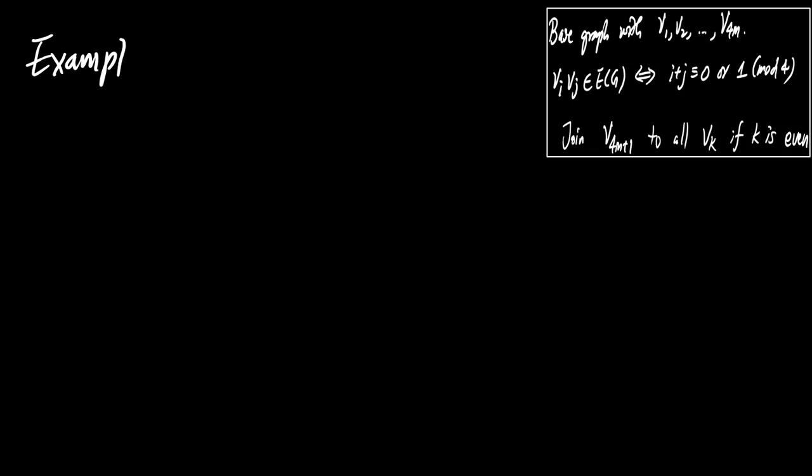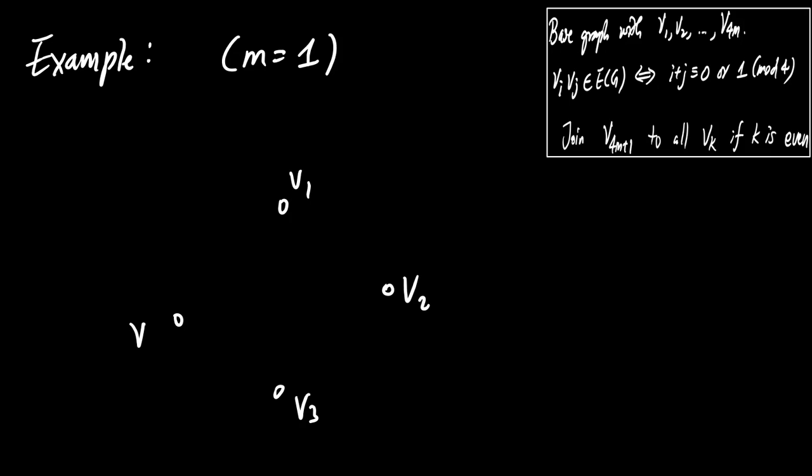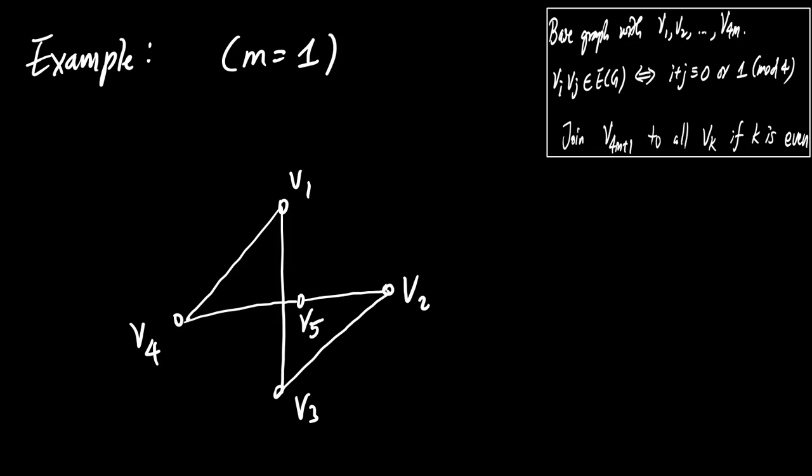Let's look at an example with m equals 1. That gives us 5 vertices, V1 to V5. We connect vertex i to vertex j if i plus j is congruent to 0 or 1 modulo 4. We also connect V5 to the even-numbered vertices, which are V2 and V4.